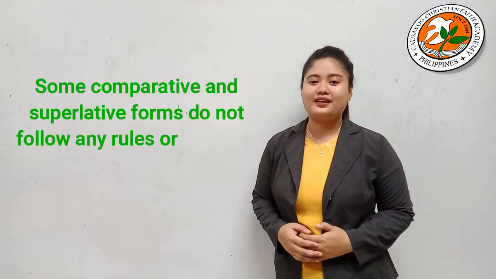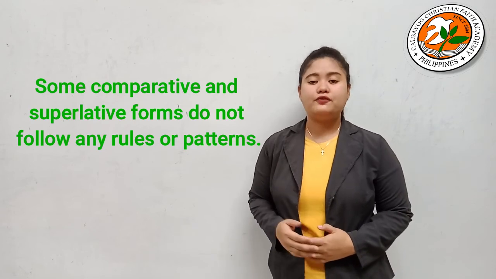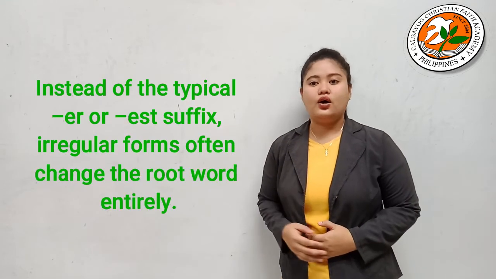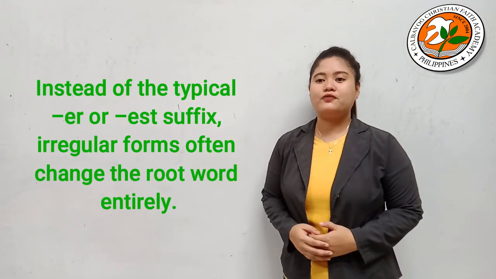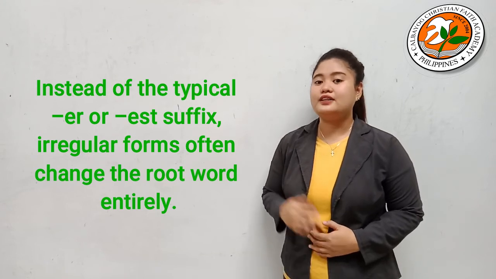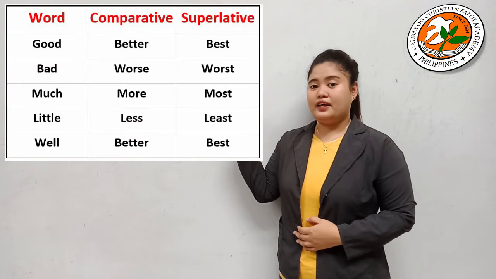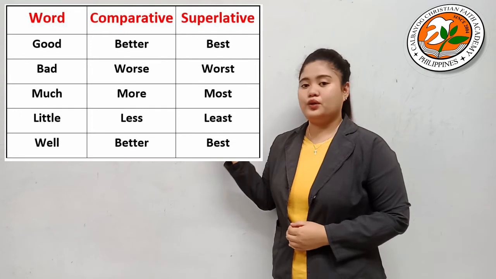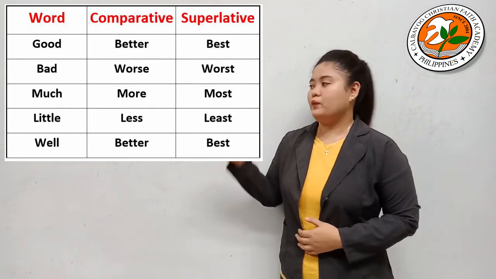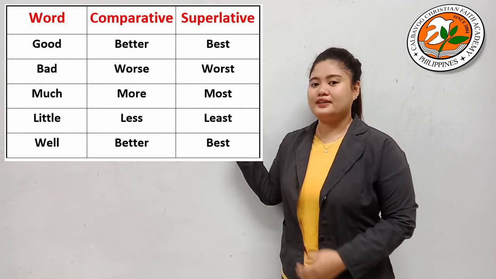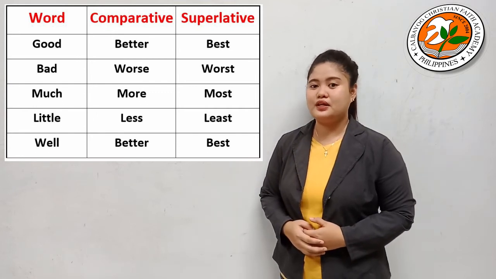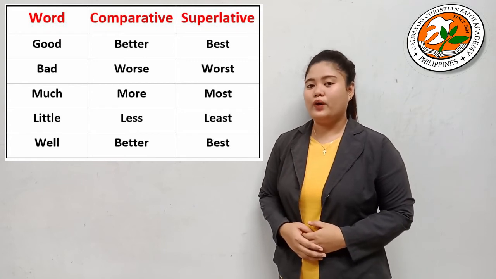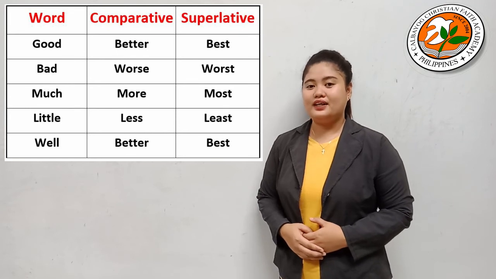What makes them irregular? Some comparative and superlative forms do not follow any rules or patterns. Instead of the typical ER or EST suffix, irregular forms often change the root word entirely. We have here examples of irregular adjectives, so it's better for you to memorize these words. Good, better, best. Bad, worse, worst. Much, more, most. Little, less, least. Well, better, best. Many, more, most.